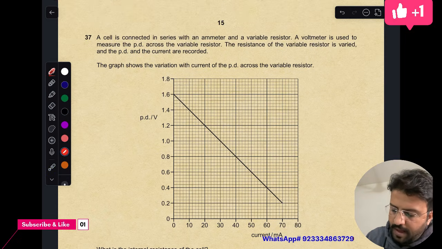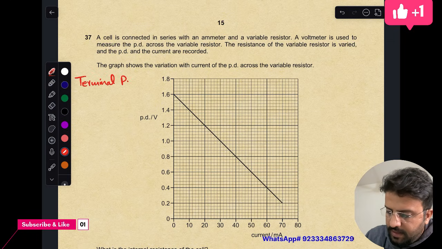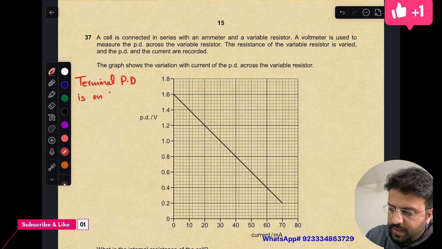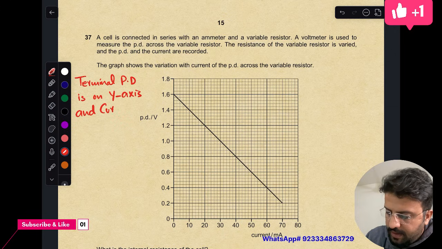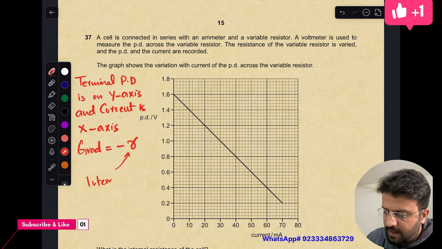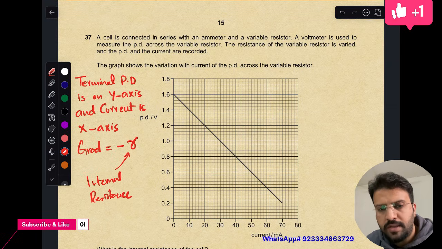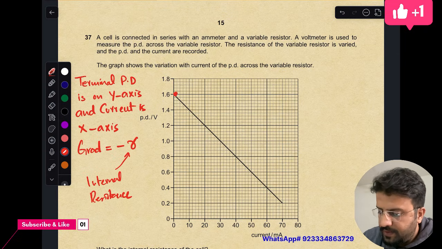You have to keep in mind, you can write this down: whenever the terminal potential difference is on the y-axis and current is on the x-axis, the gradient will be equal to minus R. What is R? Internal resistance. So you just have to find the gradient and equate it to minus R. Let's take two values.